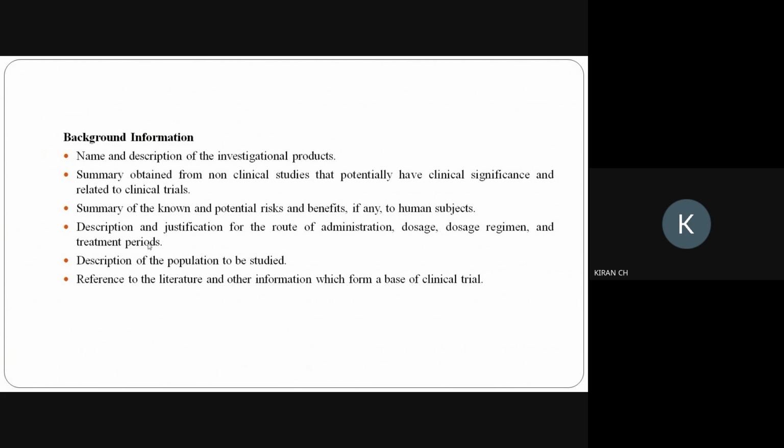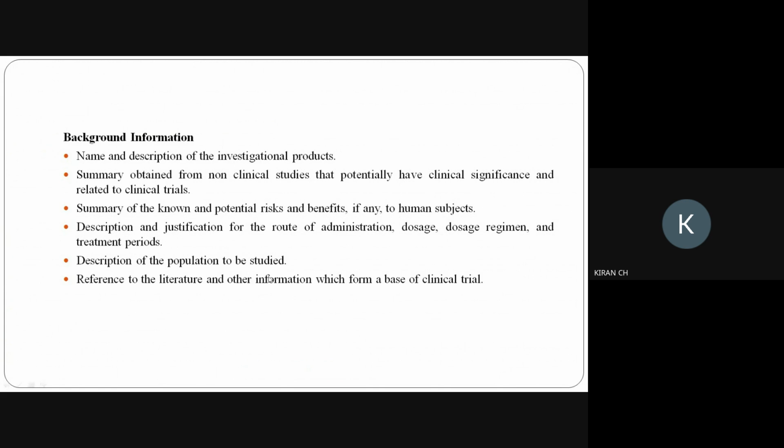Next, description of the population to be studied. On what kind of population we are going to do this trial, and what characteristics they should have. That means inclusion criteria, that is the term we use. What is the inclusion criteria for the patients to enroll in the study, and what is the exclusion criteria for the patients who are going to participate in this study. Those things we have to mention in the description of the population to be studied.